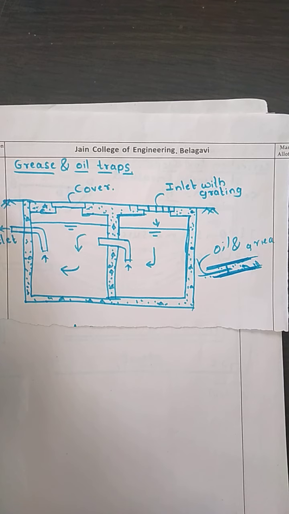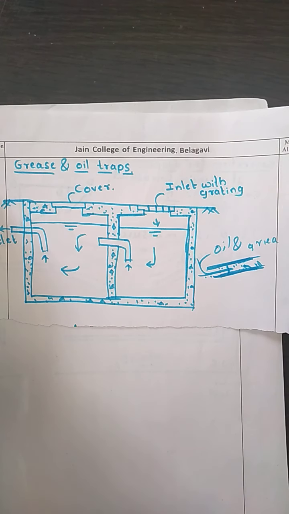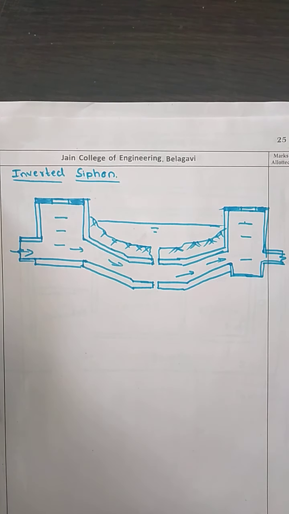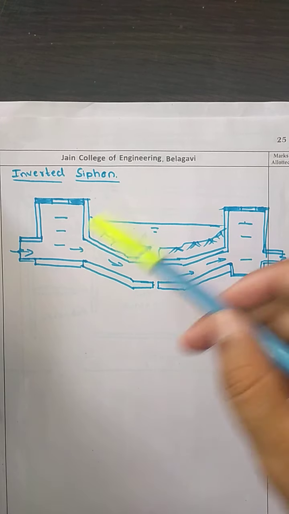Now we are going to see one more important sewer appurtenance. We are going to discuss the inverted siphon. As the name indicates, an inverted siphon is provided when a sewer line dips below the hydraulic gradient line.